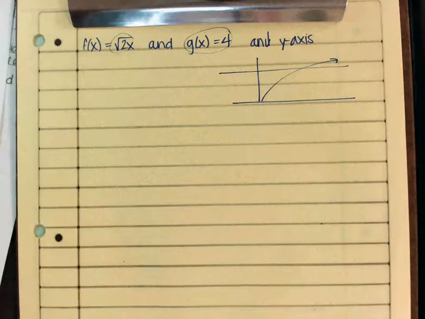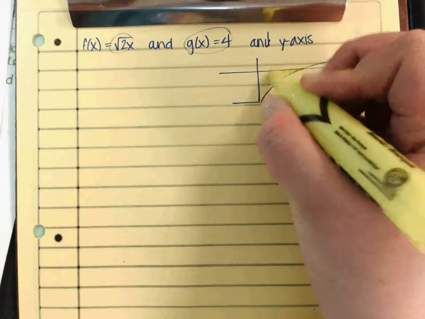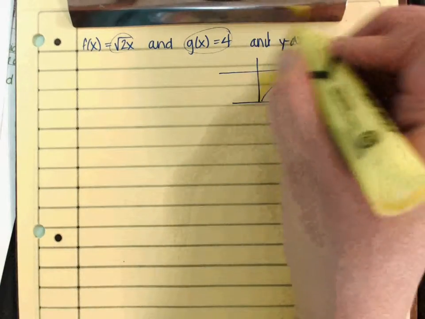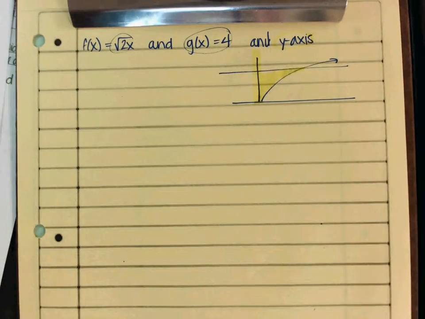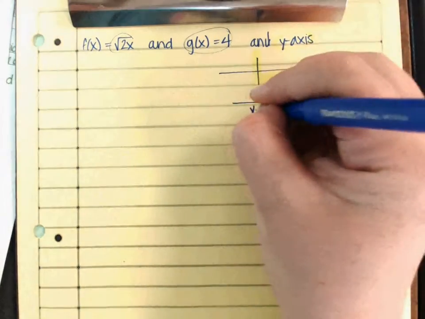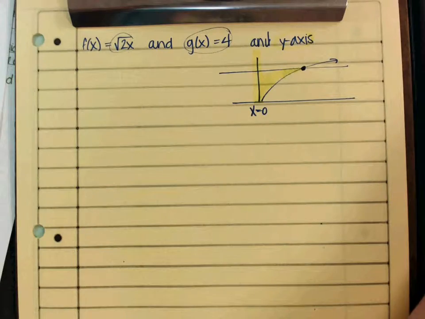So the problem is that when I start shading, I'm going to start at this intersection, but then these don't ever cross again for me to know where to stop. So when they tell me the y-axis, they're telling me this is my other side that I need to stop there. So I'm going to let this side be x equals 0. This side is my unknown that I'll have to find.